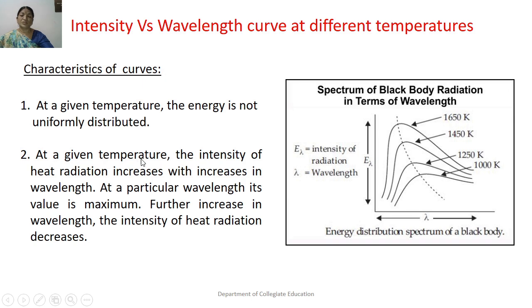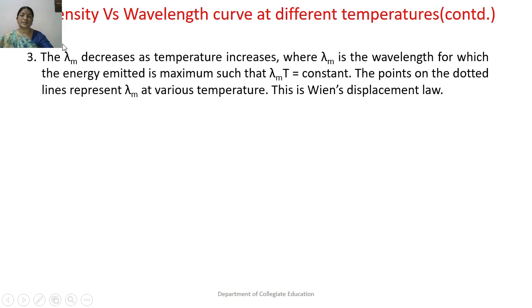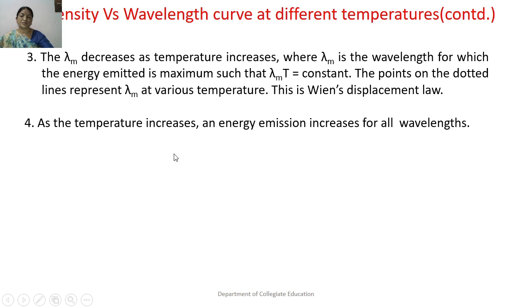At a given temperature, the intensity of heat radiation increases with increasing wavelength, and at a particular wavelength it becomes maximum, and then it starts decreasing. The wavelength for which the intensity is maximum is observed to vary inversely with the absolute temperature, which is known as Wien's displacement law.